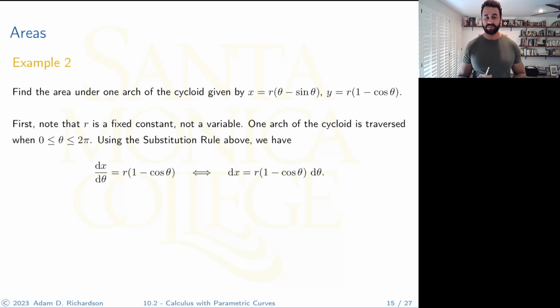So using the substitution rule above, we know that dx d theta is this, so we can write dx as this. I had to pause for a minute there because I was wondering, is this dx d theta? Let me check. If I differentiate this with respect to theta, I get 1 minus cosine theta. Yes, okay. There we go. So there's dx. And we already have a formula for y. Y is equal to this. And so now we can use that formula.